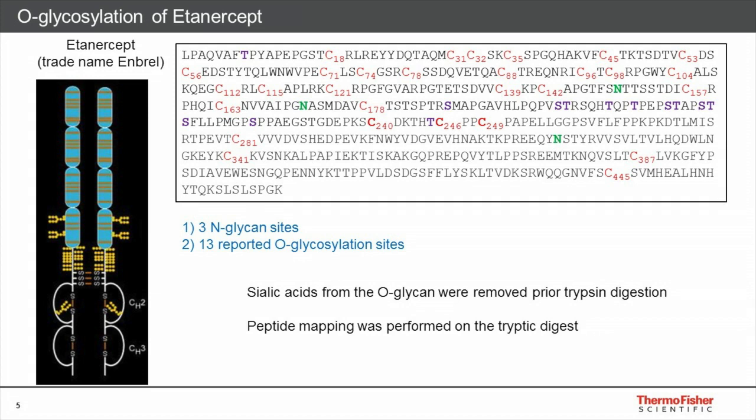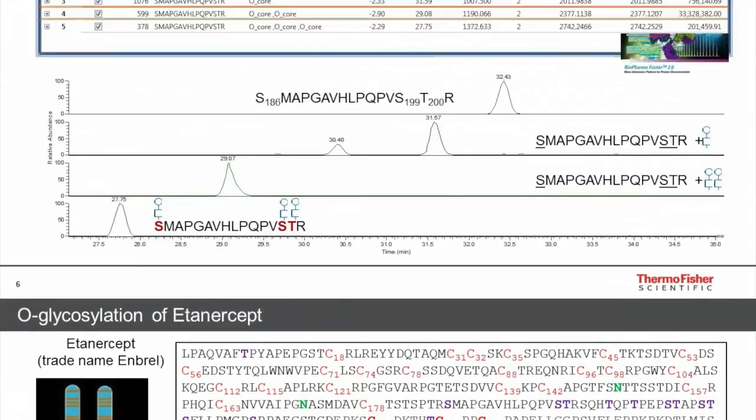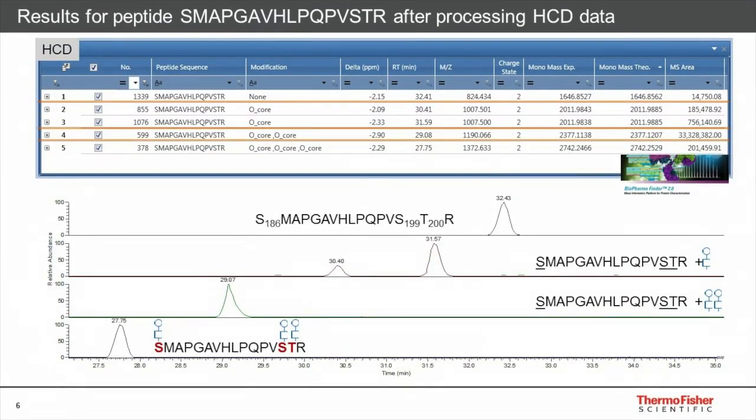To remove some of the heterogeneity, first we remove the sialic acid of the O-glycan, and after that we do trypsin digestion and peptide mapping. I'm going to show you a result just for one peptide, as an example of what you can get. That peptide started at serine 186 and finished at arginine 201.